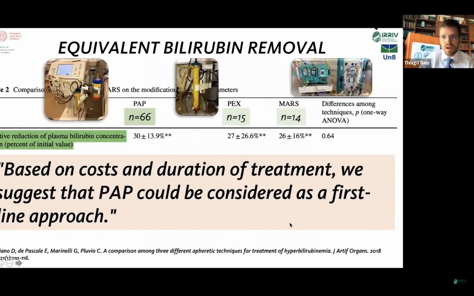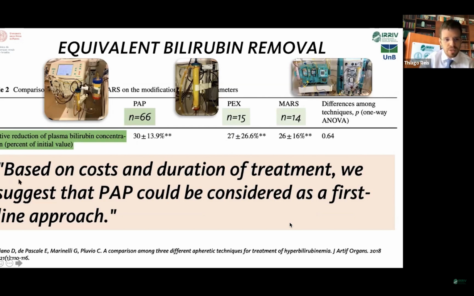And finally, this paper from Italy compared 3 modalities of liver support: PAP, plasma adsorption perfusion, plasmapheresis, and MARS. It was a retrospective analysis, with 66 patients that performed PAP, 15 plasma exchange, and 14 MARS. Regarding the reduction in bilirubin before and after the treatment, we can see that for PAP it was around 30%, plasma exchange 27%, and MARS 26%. So they were equivalent. There was no statistical difference in the reduction of bilirubin comparing these 3 modalities.